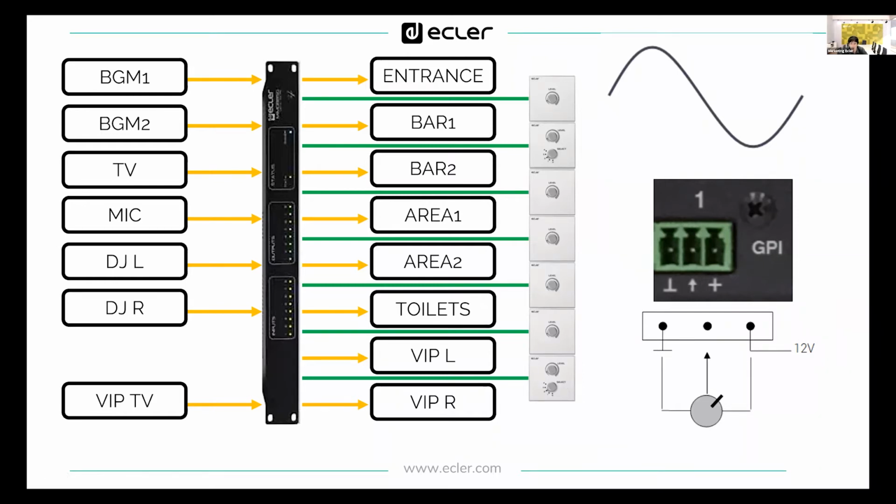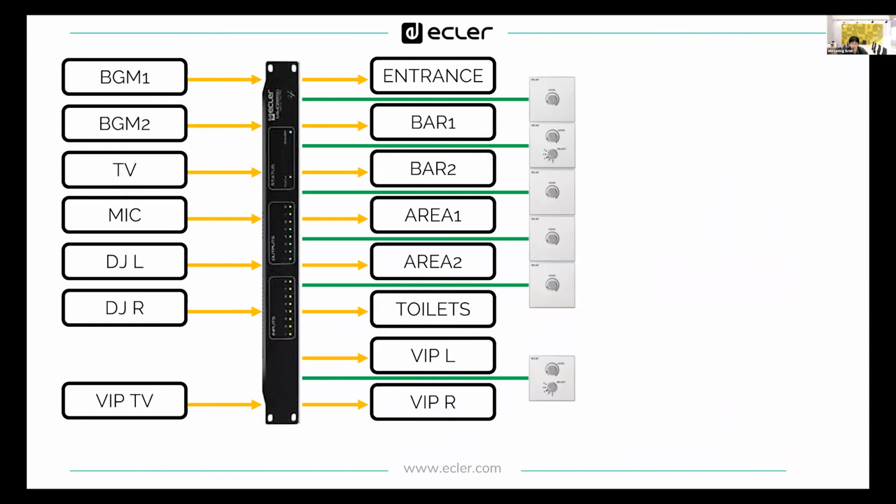What's the problem? That I have a MIMO 88, which has only 8 GPIs. So what would be the solution? At first, the fastest solution would be just forgetting about one of the remote controls, maybe the toilets. Another possible solution would be buying a 1212 SG. So you have 12 GPIs.